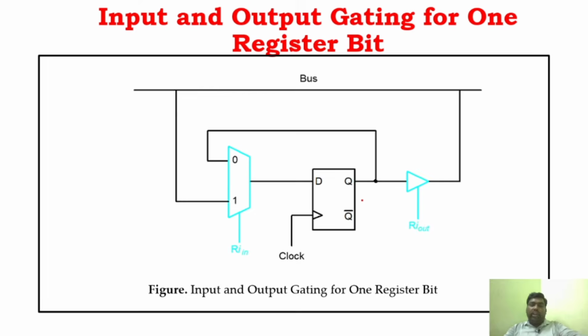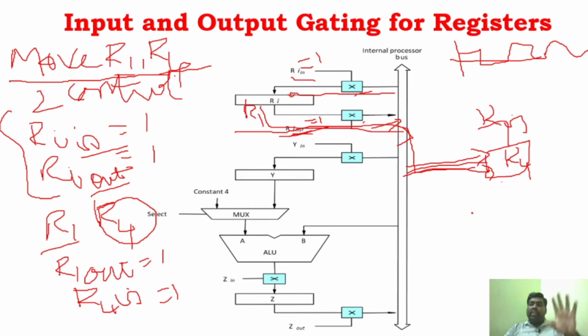Before coming to this, you have to understand every data transfer will start at the start of the clock cycle, whenever there is a rising edge. If you take this as a clock cycle, this is the rising edge and this is the falling edge. Whenever there is a rising edge in the clock, the data transfer will happen. Now in this instruction, R1out and R4in will be set to 1. Only then will the content be moved from here to here.